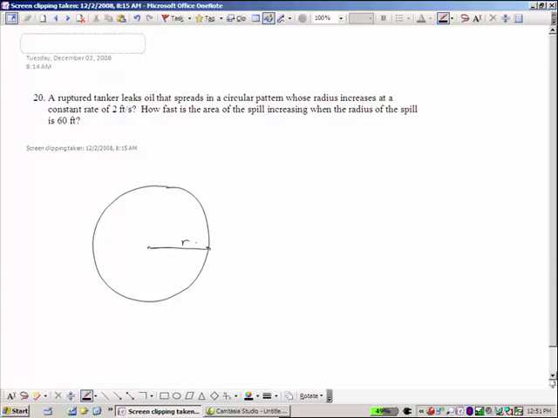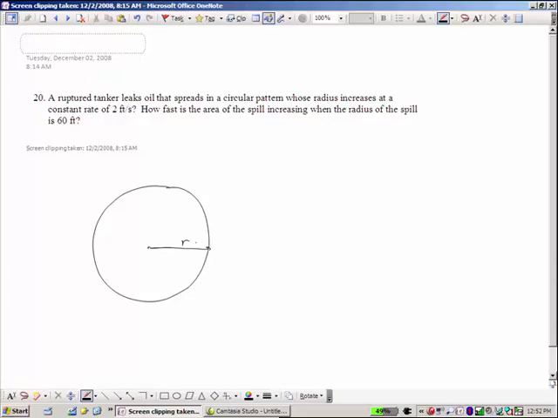Can you see that the area and the radius are two functions? And can you see that they're going to have different rates of change? You wouldn't say that the area is going to increase at a rate of 2 feet per second. Not only doesn't it make sense, but it might not be true, right? 2 feet, how can the area increase by 2 feet?